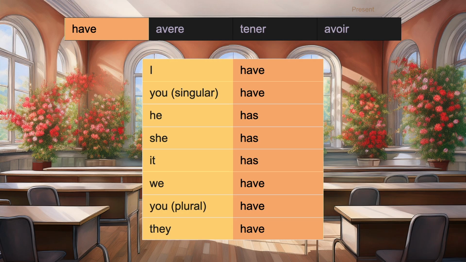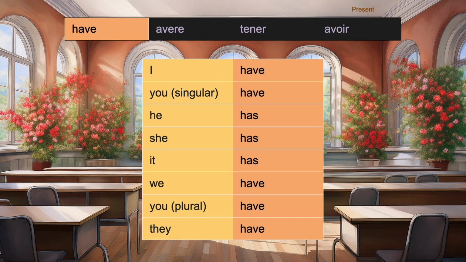Let's look at the present tense conjugation for the verb have. I have. You have. He has. She has. It has. We have. You have. They have.